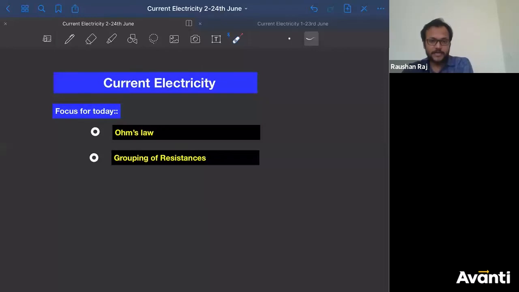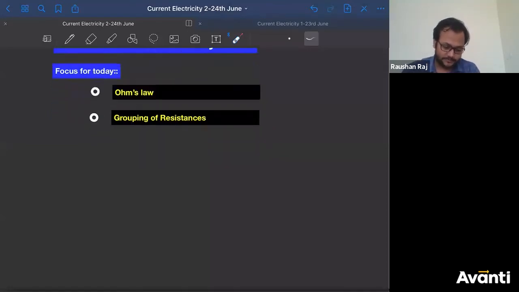So the focus for today's class will be Ohm's law and grouping of resistances. All right. So we'll discuss Ohm's law, then we'll discuss grouping of resistances. However, it seems there are only two topics, but they're very, very important, and you can say it will take a minimum of two to three classes to complete all of them. But don't worry, they're not that tough. They can be handled very, very easily. I'll try to make it very simple.